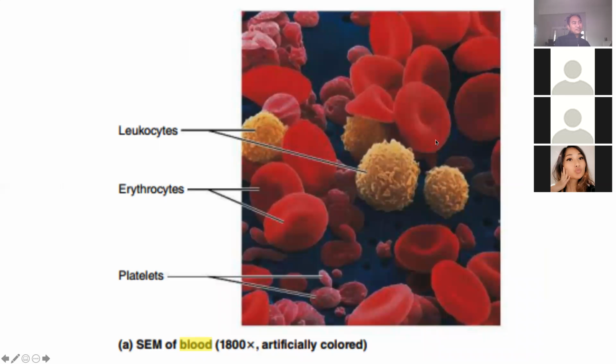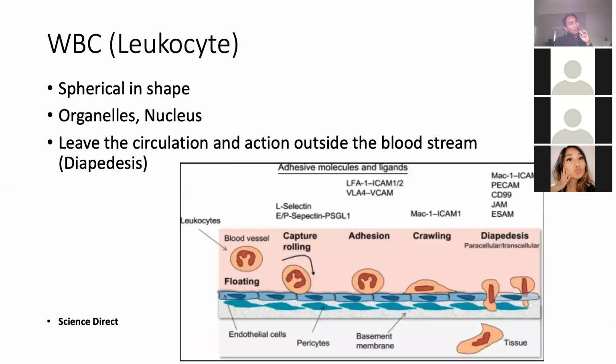So these are the RBC, which is biconcave. You can see the concavity, like a donut. And WBC is more like a little ball, a spherical structure. So WBC, white blood cell or leukocyte, white cell. It is spherical in shape. It is a proper cell.